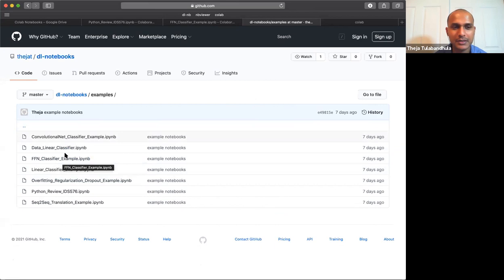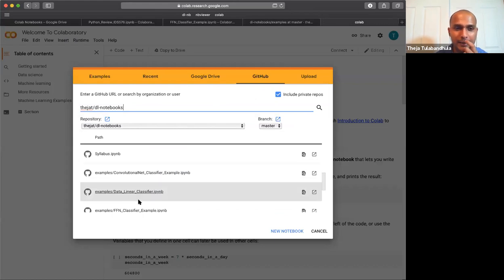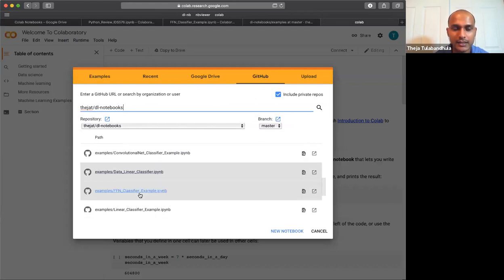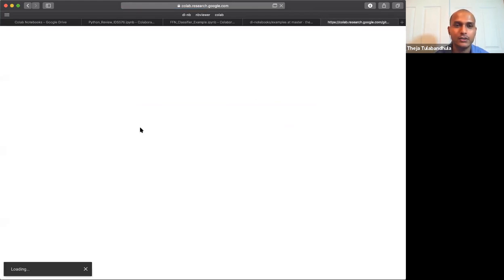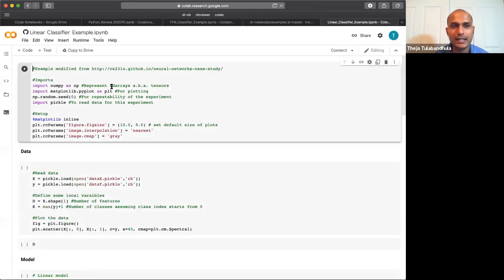But one of the scripts that I want to look at is called linear classifier example. Okay, and in Colab, if you want to do it in real time, you can just pick examples slash linear classifier example. You can click on that. Okay, let's click on it. So, to click on it, I'll get this Colab interface.